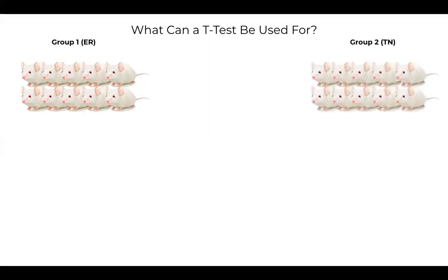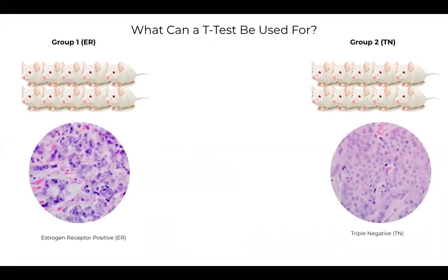What can a t-test be used for? Let's say that we have 100 mice, 50 ER positive and 50 triple negative. We want to find out whether a gene expressed in ER positive is significantly different from that of the triple negative group. We know that in the case of one gene, but we want to find others that might be upregulated in one group and downregulated in the other, or vice versa. Here is where we can utilize the t-test.